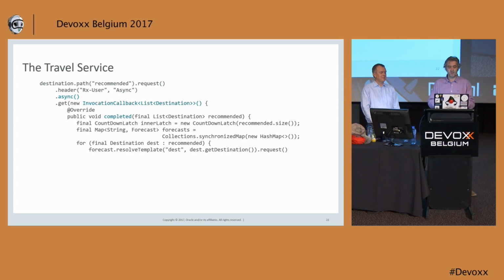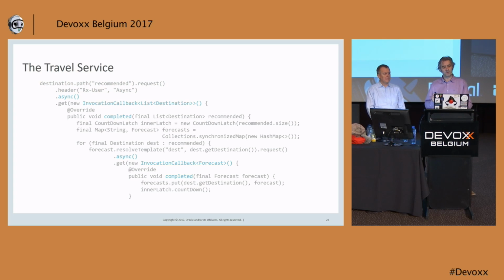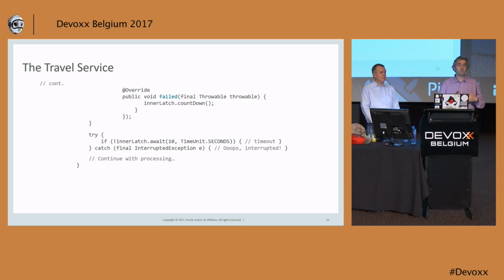So once we have all the destinations, we basically go over all the destinations, and we do another request for all those destinations. We do that request in an async fashion. So that means that we have to use again an invocation callback with a completed callback. So basically, when we have the weather forecast for that given destination, we put that in a synchronized map, and so on and so on. And obviously we also have to deal with any error that might occur. So we need to make sure that we implement the fail callback too, at the 2 levels, because we have 2 types of invocation callback, and so on and so on.